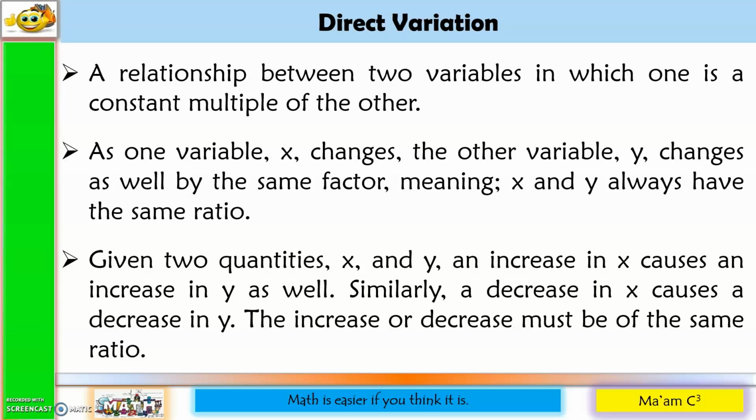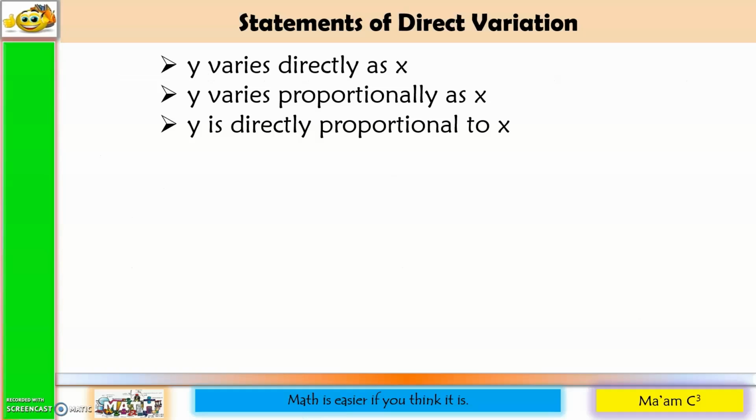Given two quantities, x and y, an increase in x causes an increase in y as well. Similarly, a decrease in x causes a decrease in y. The increase or decrease must be of the same ratio. Here are some statements of direct variation.